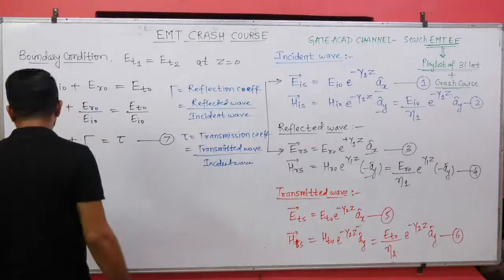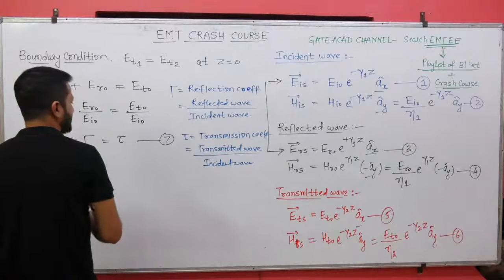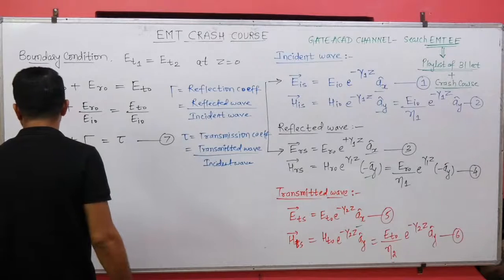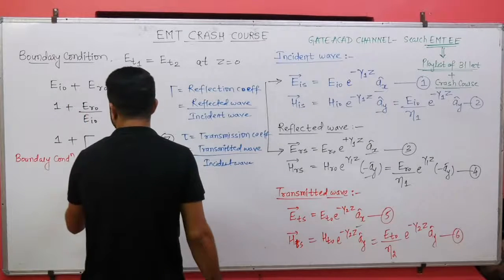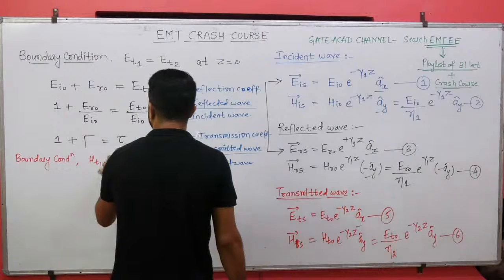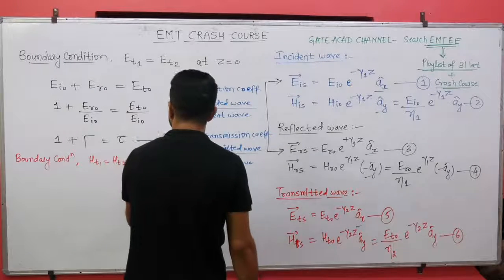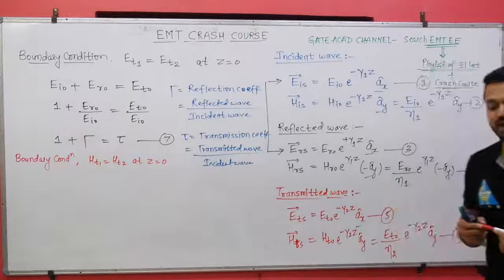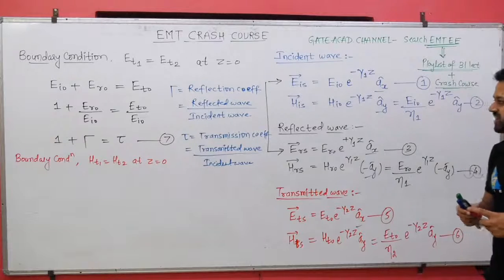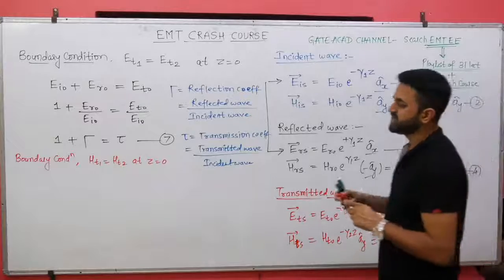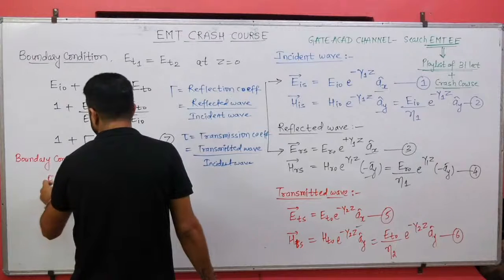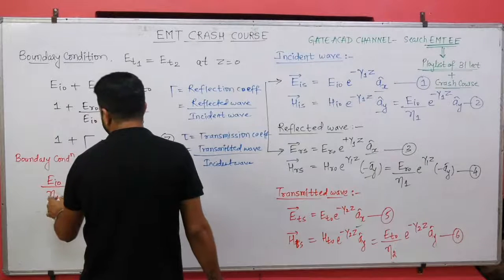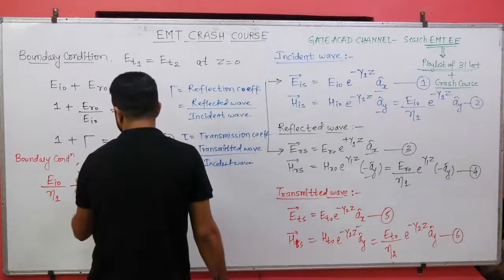Now there is another boundary condition, and that is for the magnetic field. So the boundary condition for magnetic field now we will apply. It says that HT1 is equal to HT2 at z equal to 0. So the tangential components of magnetic field are also equal at the boundary, and the total tangential component in medium 1 is again the sum of equations 2 and 4: equation 2 is EI0 divided by eta 1, and equation 4 is minus ER0 divided by eta 1.